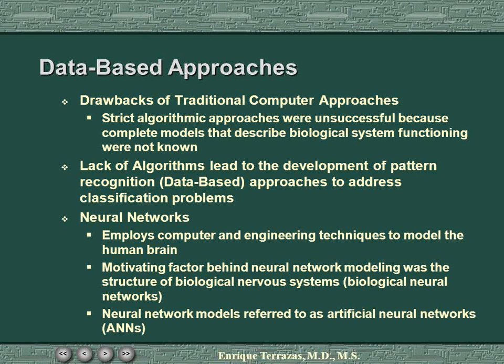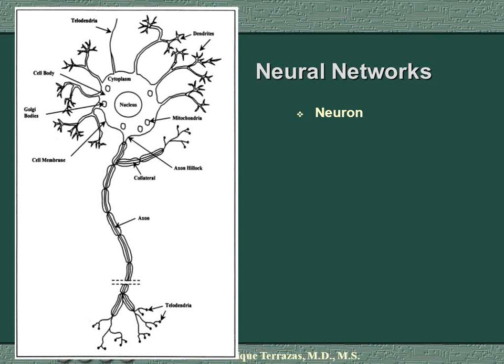So the lack of algorithms led to the development of pattern recognition or database approaches to address the classification problem. And as I said, one of the earliest ones were neural networks, also one of the most prevalent ones. The motivating factor behind neural networks was modeling the structure of the biological nervous system. They're also referred to as artificial neural networks, or ANNs.